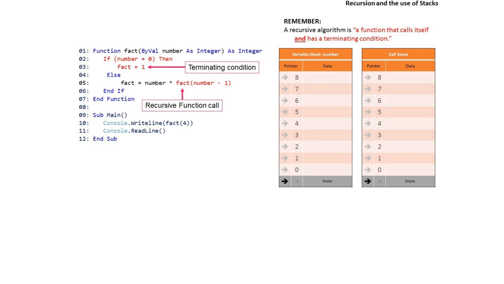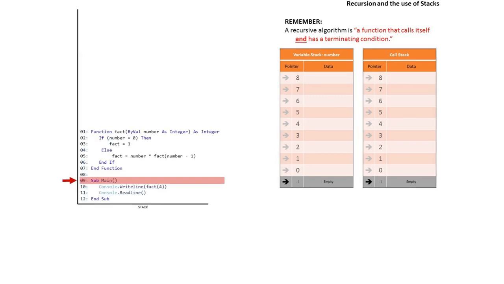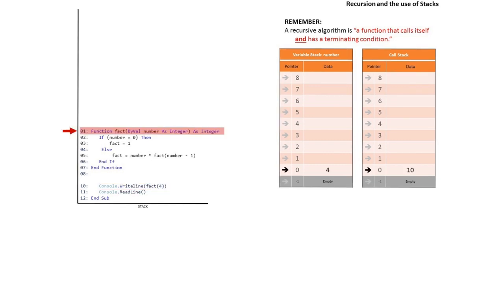And over here on the right are our stacks in memory. This one's going to hold the contents of the variable number, and this one is our call stack and is going to keep track of which line of code to return to as the algorithm recursively calls itself. Currently both stacks are empty. So the program starts at line 9, proceeds to line 10, and we have a call to our function fact and we pass it 4. So we jump to line 1.